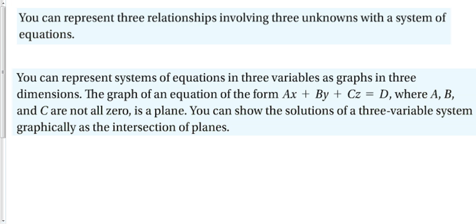So we can represent 3 relationships involving 3 unknowns with a system of equations. And we can represent systems of equations in 3 variables as graphs in 3 dimensions. The graph of an equation in this form, ax plus by plus cz is equal to d, where a, b, and c are not all 0, is the standard form of a plane. We can show the solutions to this 3-variable system graphically as an intersection of planes.